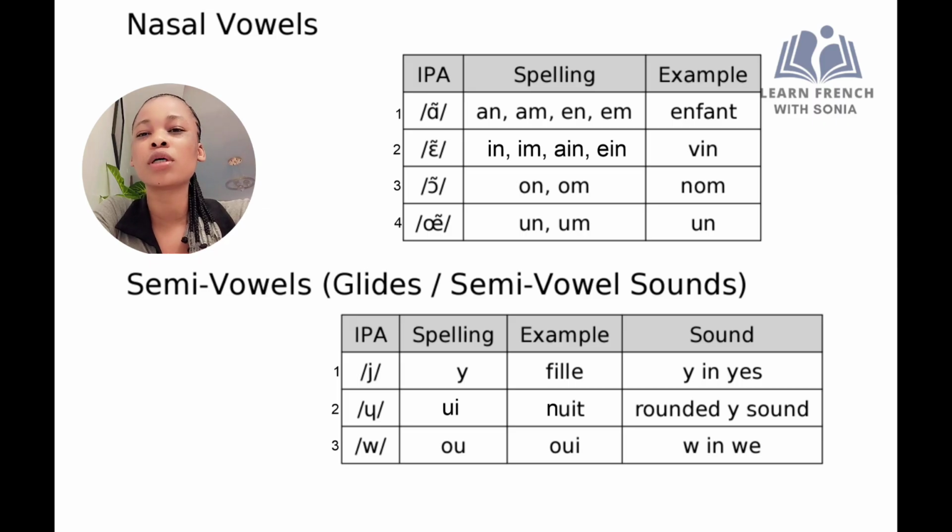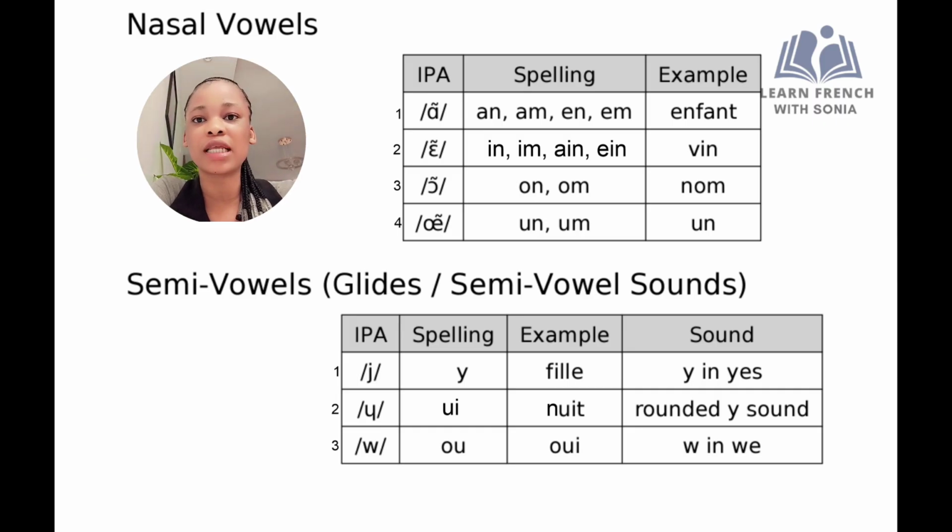Number 2 is the rounded yeah sound. Our example says nuit. Number 3, which is the last, says oui. Our example says oui, which stands for yes in French. Then our sound says oui, like in English, oui.